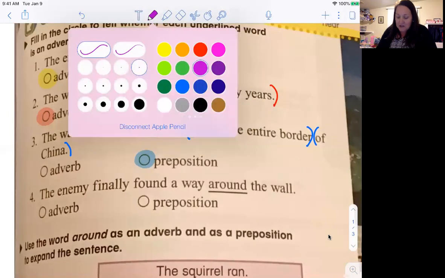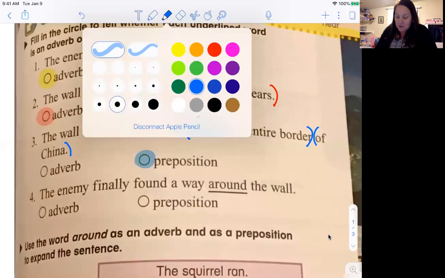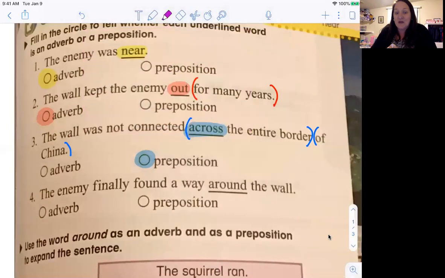If you want to challenge yourself, what you can do is press pause and do it, and then come back and see if you got the right answer, okay? So number four, the enemy finally found a way around the wall. Well, first we're gonna find prepositional phrases. Do you think there's one in there? Yep, there's one, around the wall. So we are looking at the word around, and it starts a prepositional phrase. So what is it? It's a preposition.